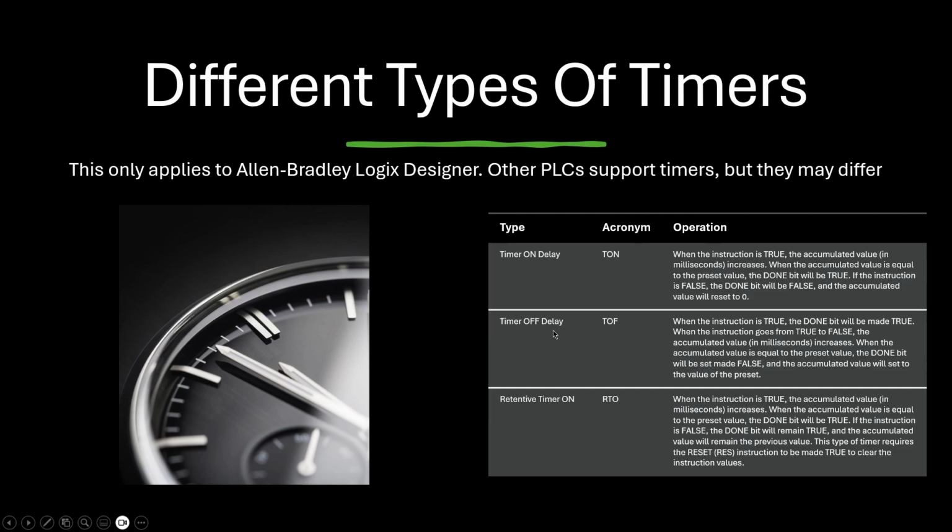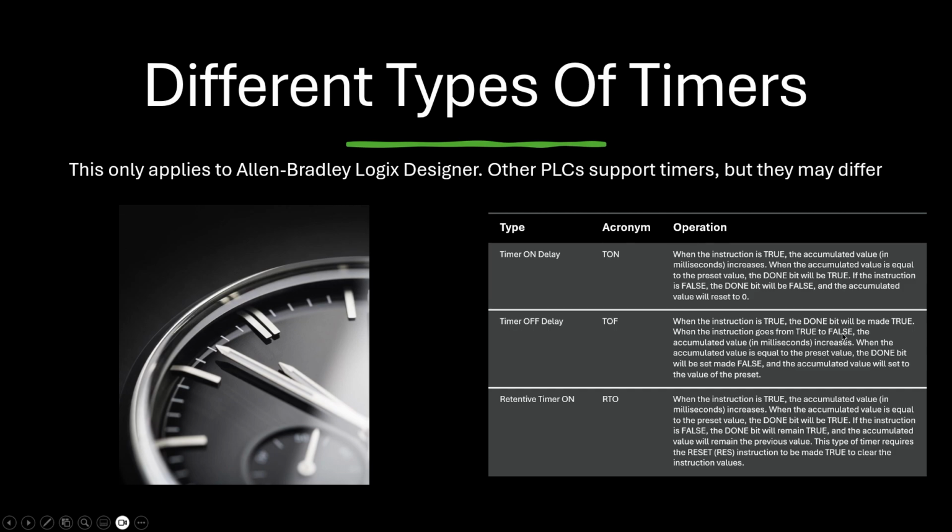The second type of timer is called a timer off delay, or TOF. A timer off delay works very much in the opposite way as the timer on. When the instruction is true, the done bit is actually made true immediately and will remain true as long as the rung is true.